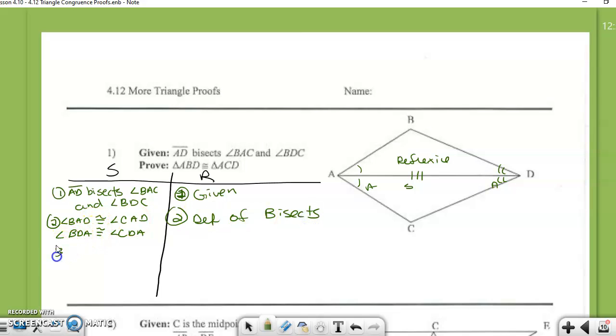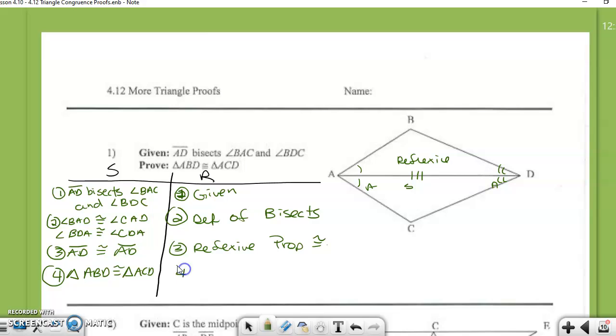Okay, then I added in that AD was congruent to AD with my reflexive property of congruency. And then finally I can make my statement that triangle ABD is congruent to triangle ACD. And I knew that's because of the angle, side, angle, triangle congruency theorem.